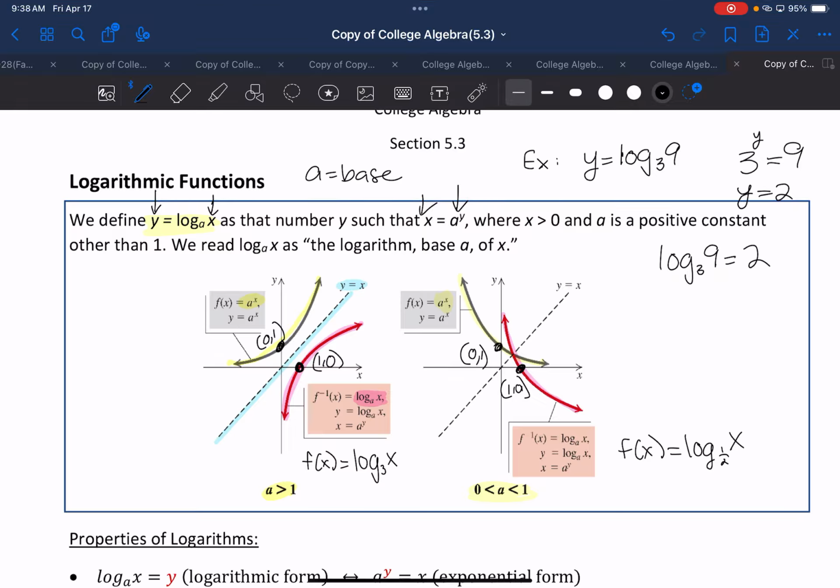Okay? So that's what a log function is. It's really equal to an exponent. Again, the exponent that you need to raise your base to in order to get what's inside your log function.